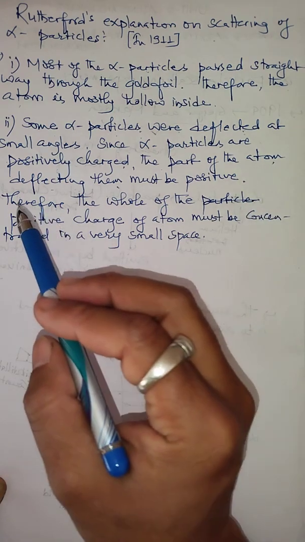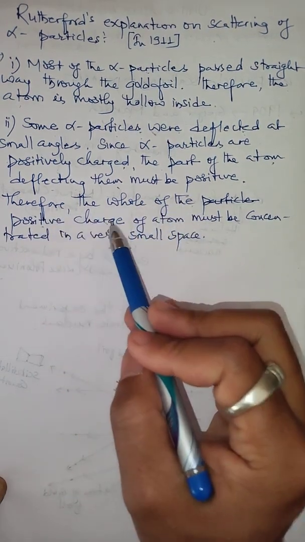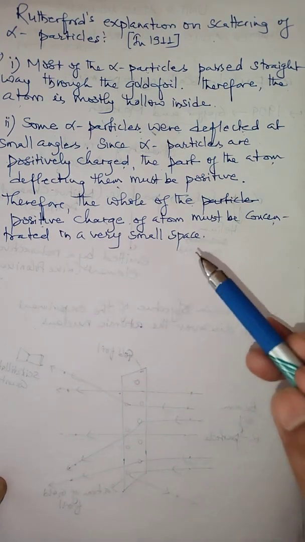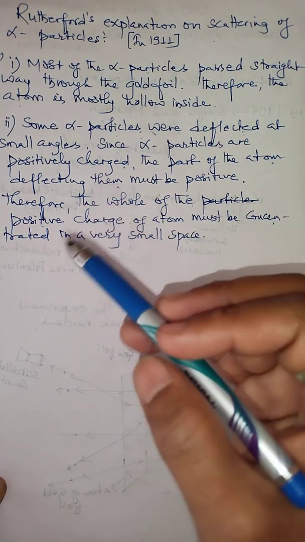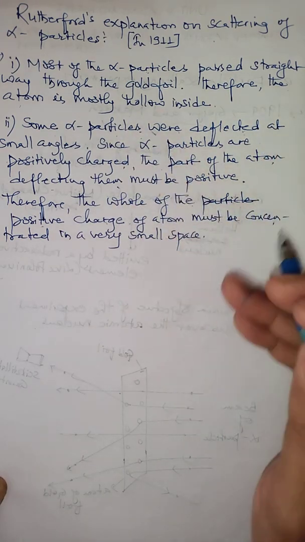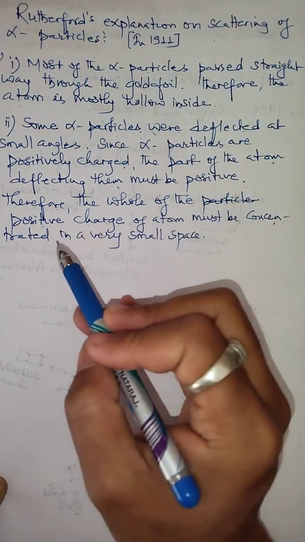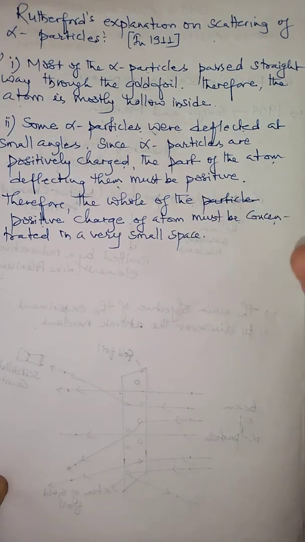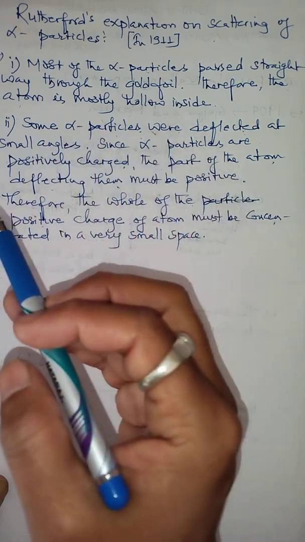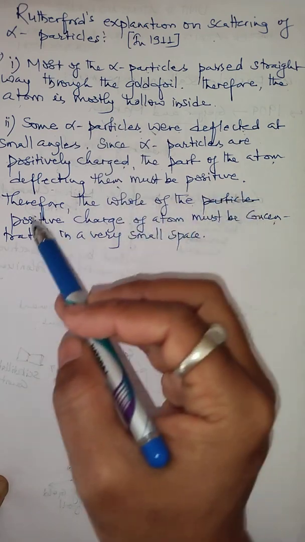So as per his conclusion, the whole of the positive charge of an atom must be concentrated in a very small space. Must be concentrated in a what? Very small space. So the second observation or explanation made by Rutherford is that the whole of the positive charge of an atom must be concentrated in a very small space. And due to that, very few of the alpha particles were deflected by very small angles. So a small deflection of a particle is due to this second reason.